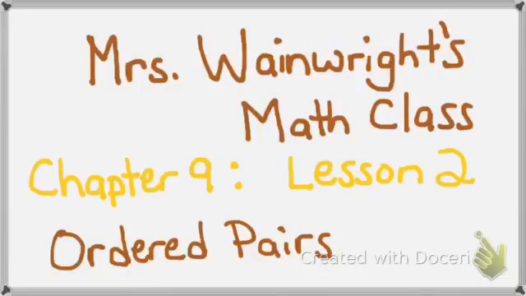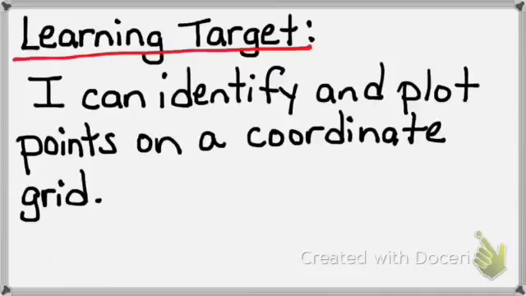This is Mrs. Wainwright's Math Class, Chapter 9, Lesson 2, Ordered Pairs. Today's learning target: by the end of today's lesson, you should confidently be able to say, I can identify and plot points on a coordinate grid.